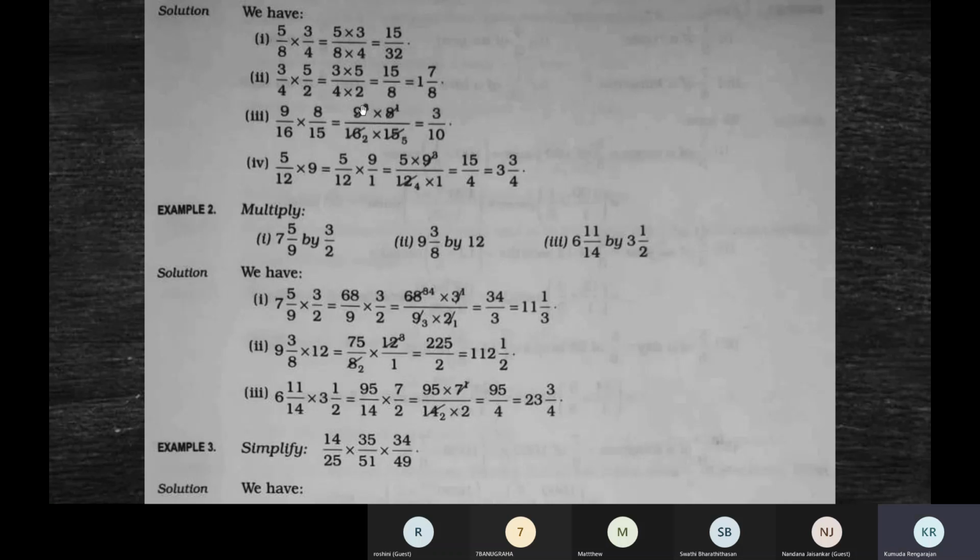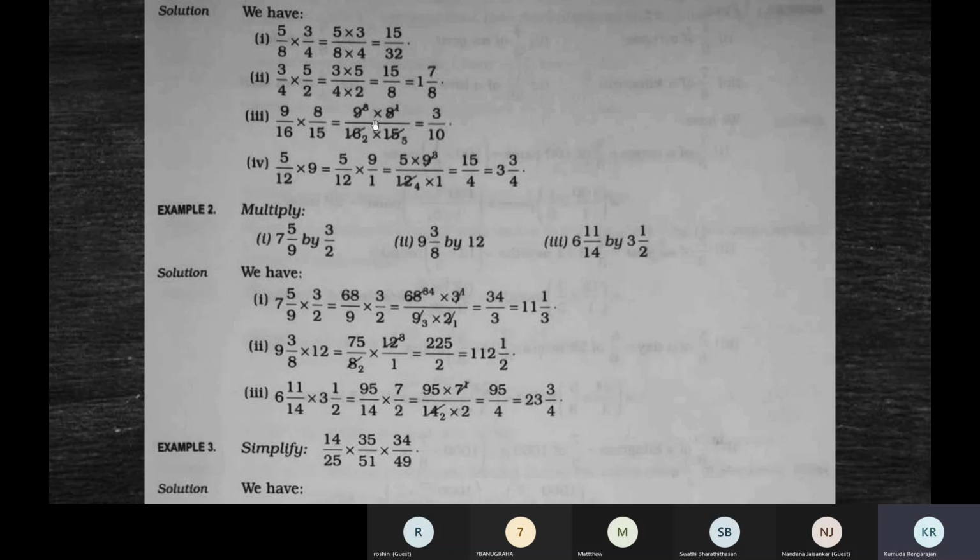I'll repeat, children. You can take a number from the numerator, a number from the denominator, and you can simplify them using the same tables. Now 9 and 15 both happen in the tables of 3. So what is 9 divided by 3? 3. That answer is written here. What is 15 divided by 3? 5. That's what you see here.